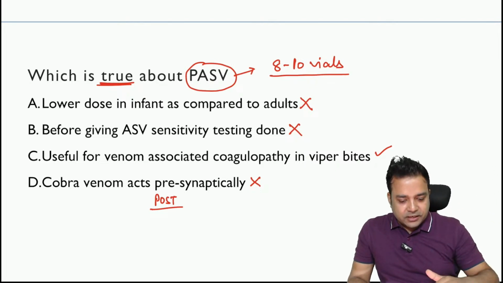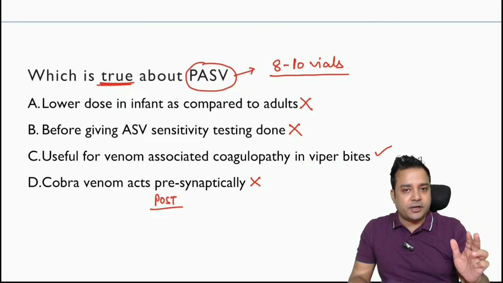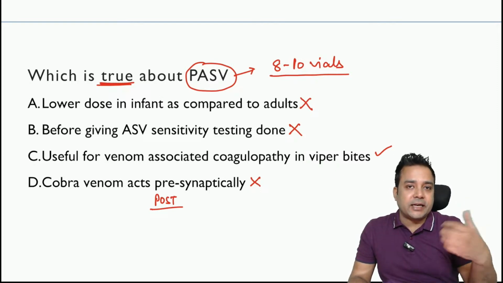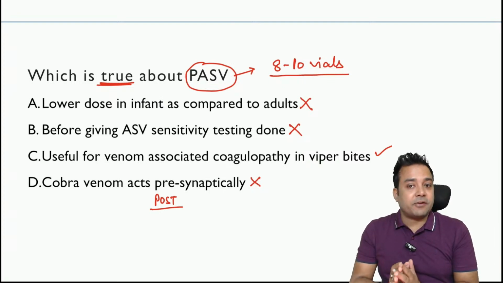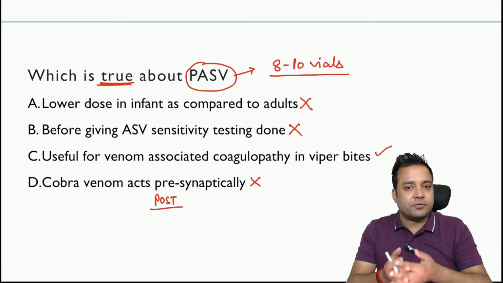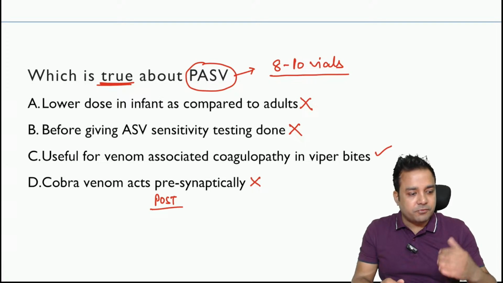Before giving ASV, sensitivity testing is not recommended. If the person goes into anaphylaxis, give ADR injections. When the anaphylaxis is settled, what you have to give is ASV only. So give it as early as possible without any testing.